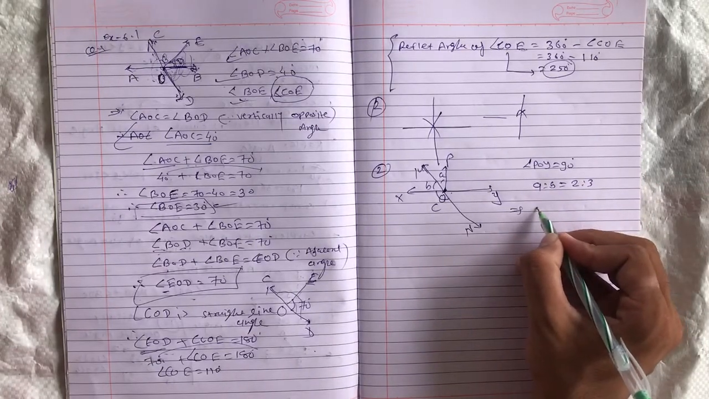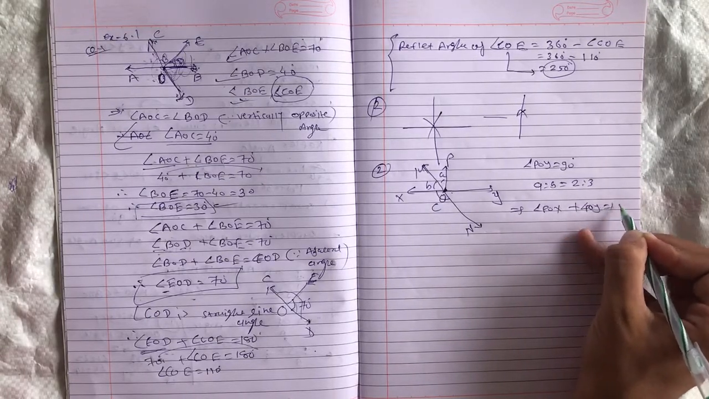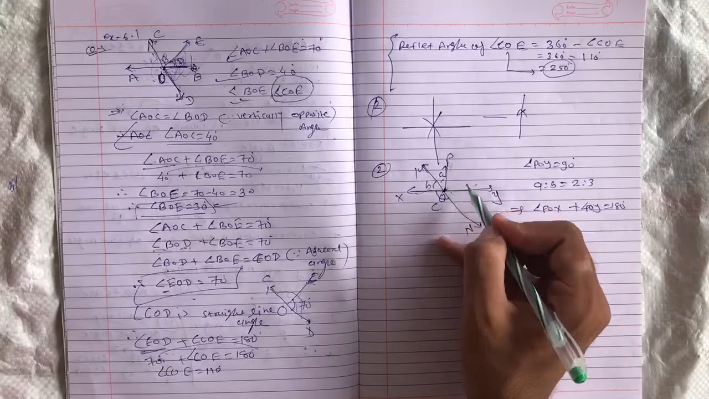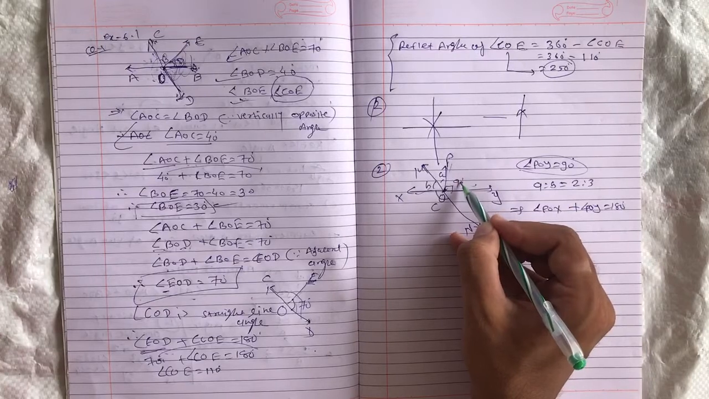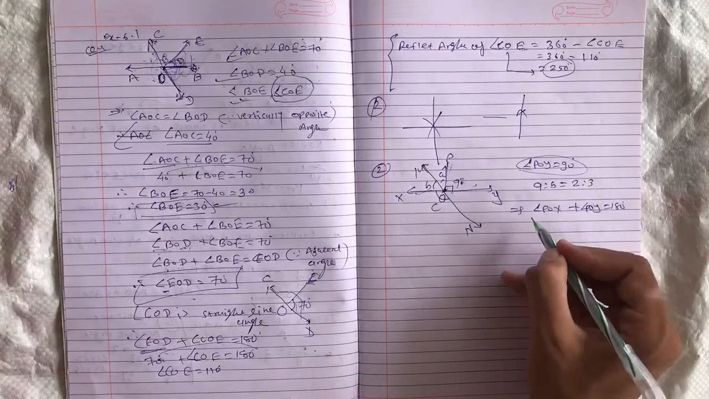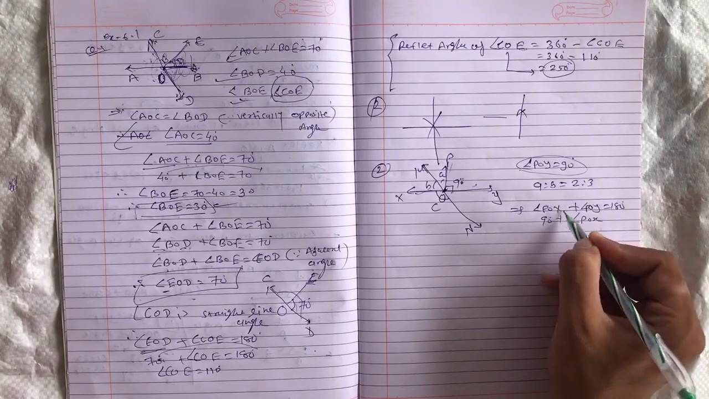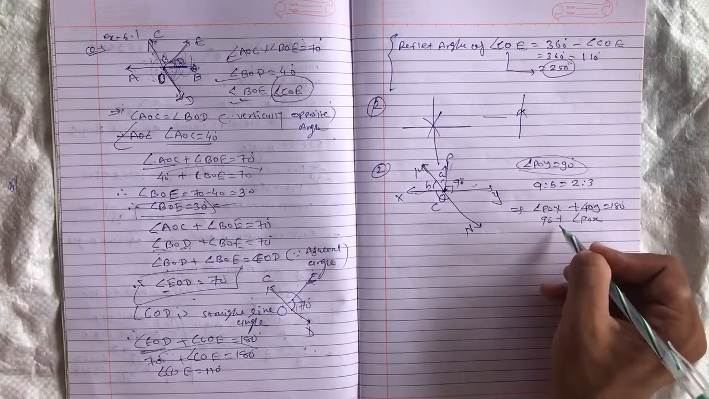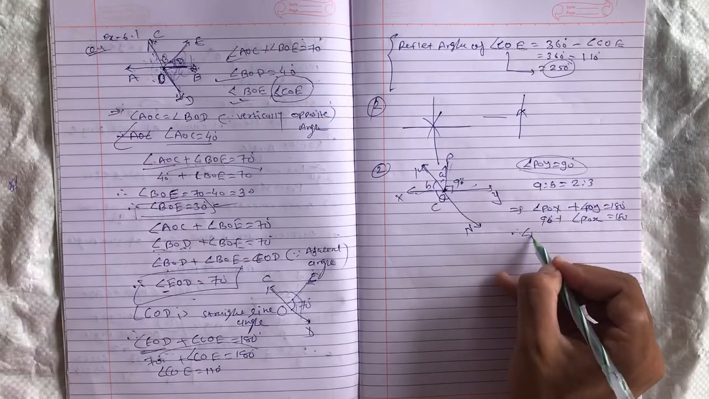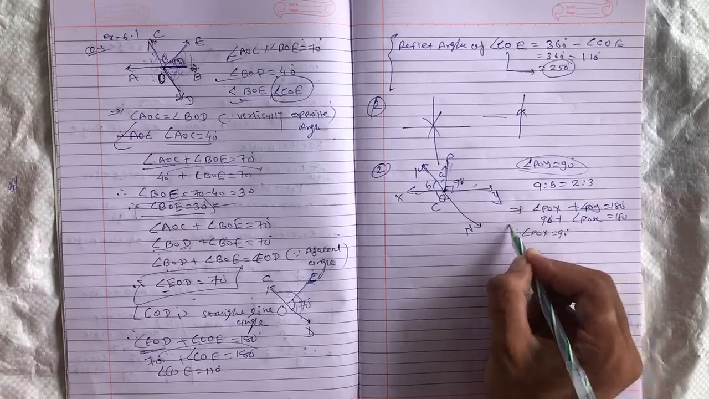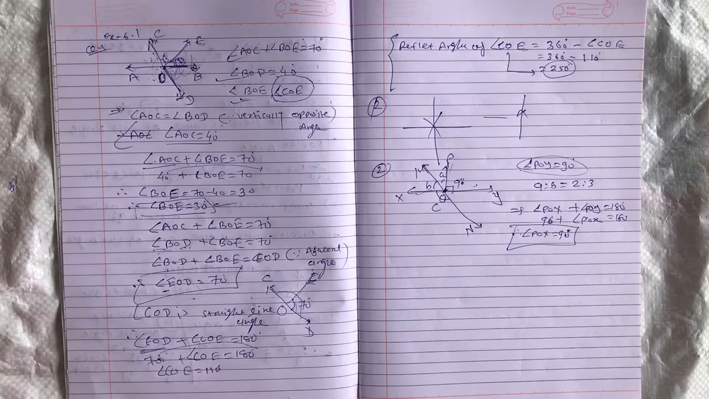So start with the answer. Here, what is the linear pair of angles? POX plus POY is equal to 180. POY is given as 90 degrees, so the other is also 90 degrees. In place of POY we can put 90 degrees, therefore 180. So we get angle POX is equal to 90 degrees. How? 180 minus 90, so the answer is 90 degrees.